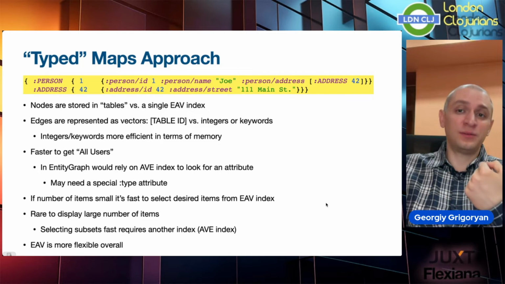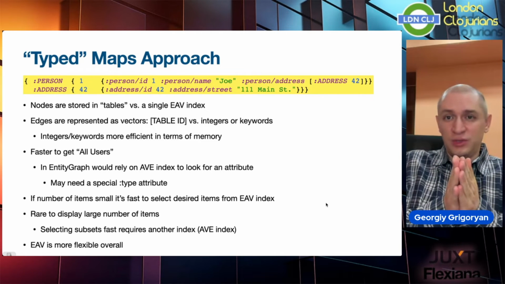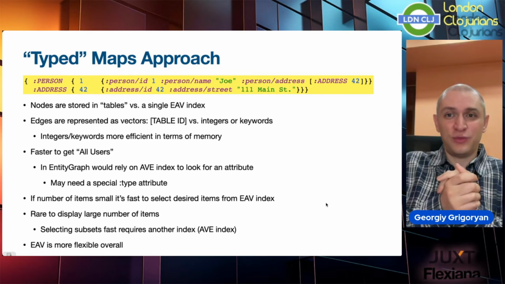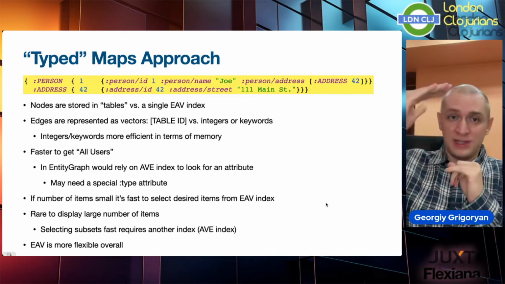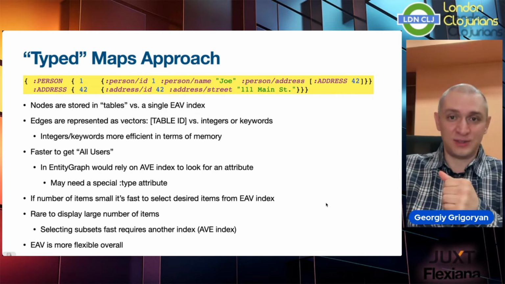Also, if you want to navigate your references backwards, you need something in addition to this. So if you want to say who has the address 42, unless you want to scan everything, you need something in addition to this, some kind of an index.